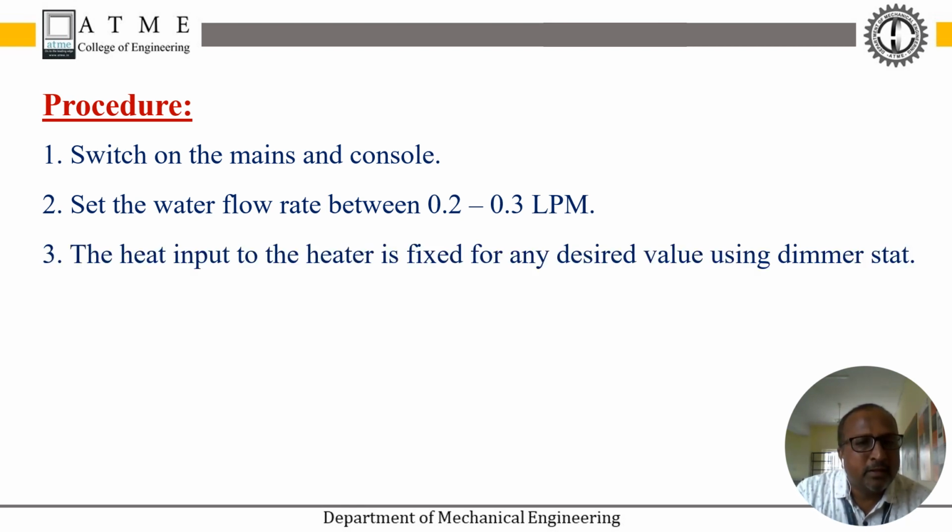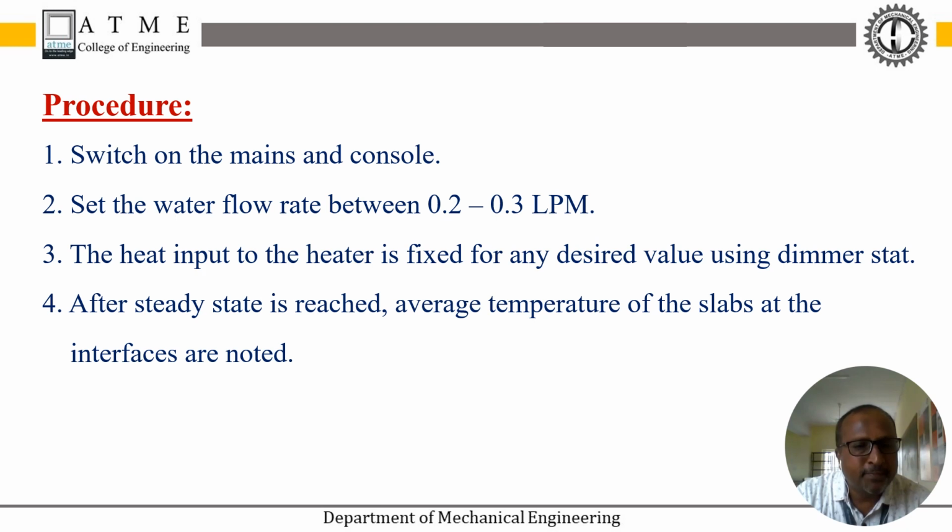And then the heat input to the heater is fixed using the dimmer-stat. The heating rate and the cooling rate have to match, right? I'll tell you how to do that. And after steady state is reached, we all know what steady state is. Steady state is the condition where the rate of heat flowing into the composite wall is equal to the rate of heat flowing out of the composite wall, so that the temperatures at different points in the composite wall become constant. All these things we have discussed in our theory classes.